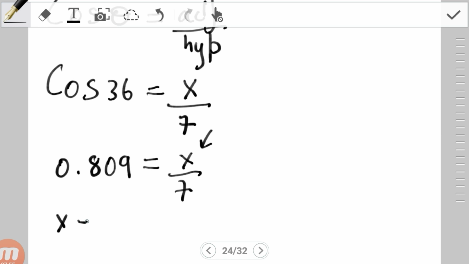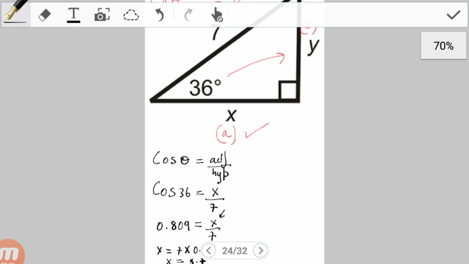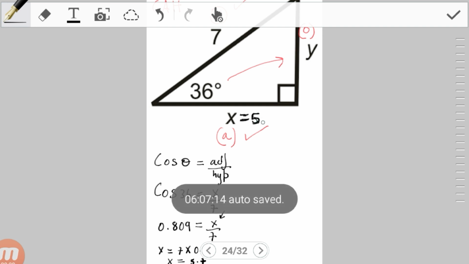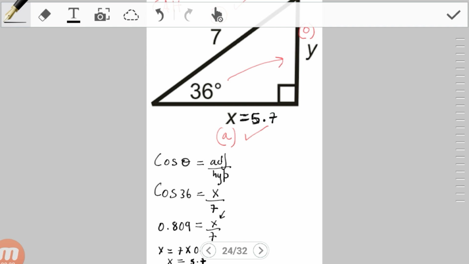So x is going to be equivalent to 7 multiplied by 0.809. X here is going to be equal to, let's multiply that here, 7 multiplied by 0.809, and that is going to be equivalent to 5.7 rounded off to 1 decimal place. So this side here is equal to 5.7. I strongly recommend, even though we are doing not such an advanced question, that every time you find an answer, insert the answer on the diagram.